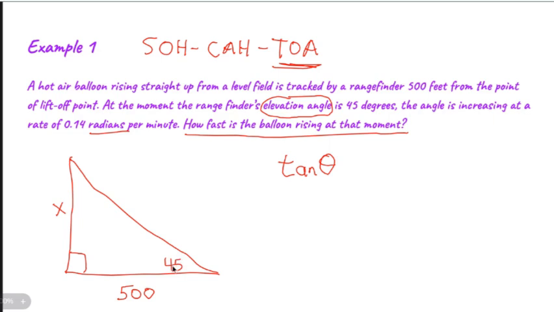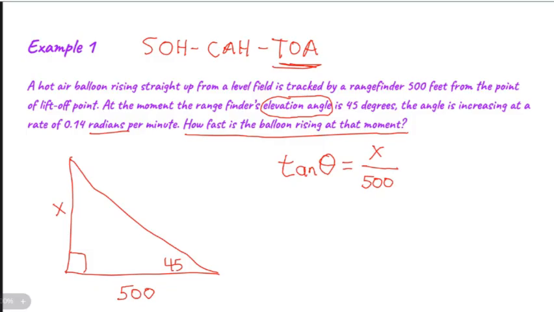We're not going to plug in 45 yet. We're just going to set up the formula. Opposite would be the x, and the adjacent would be the 500. Let's really quickly address something. Why am I not plugging in theta, but I am plugging in 500? Simply because the 500 is a constant distance. They're keeping the rangefinder at a set point, 500 feet from the point of liftoff. Since it is constant, we can just go ahead and plug it in. While this balloon rises, the angle of elevation of the rangefinder is changing, so we don't want to plug that in until after we differentiate.